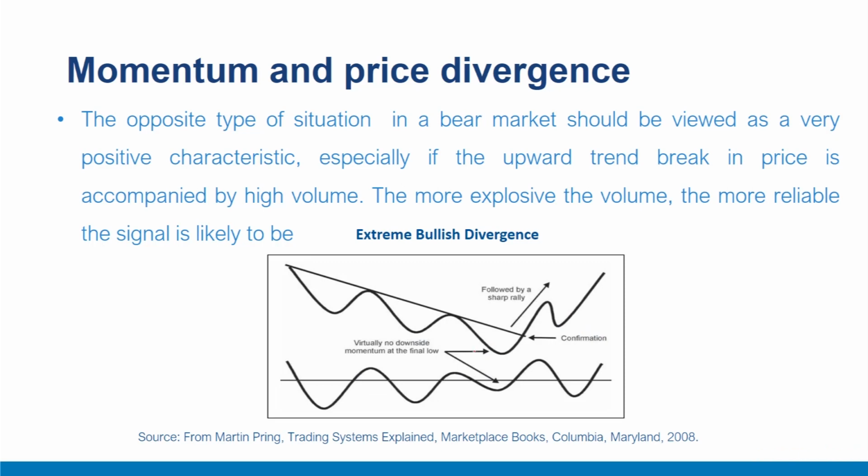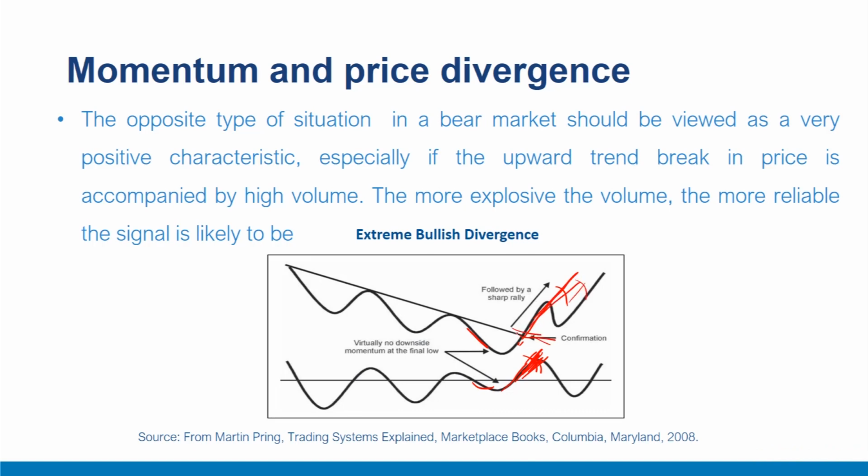For example, here we can see virtually no downside momentum in the final low. So when there is a final low, it does not have much momentum, and then it shows some kind of upward movement. Momentum shows an upward sign, which leads the upward price momentum. So before prices start moving up, there is a momentum which shows some kind of mega overbought. This is the first thrust in the bull phase, and we can see there is a sharp rally in prices.